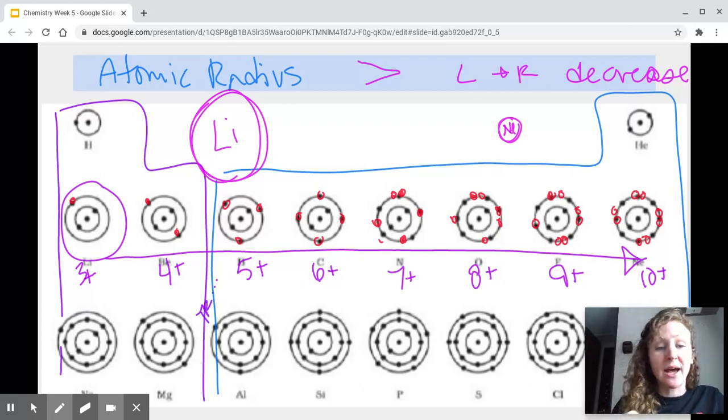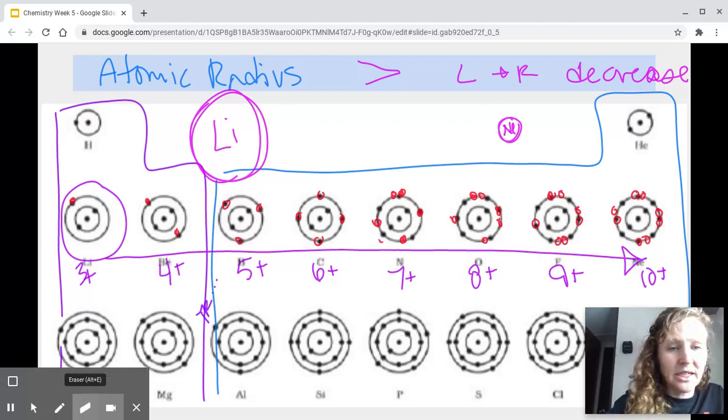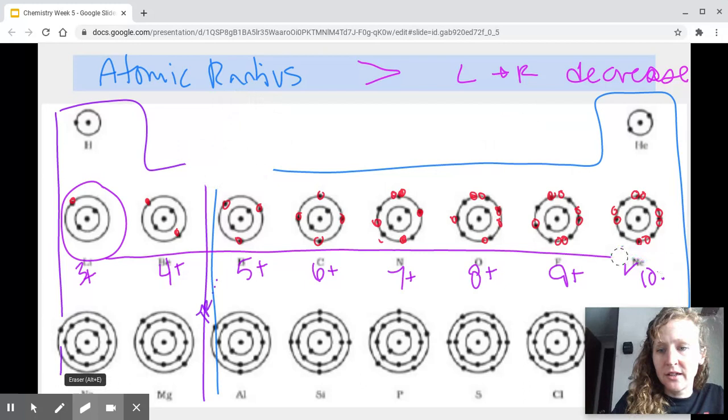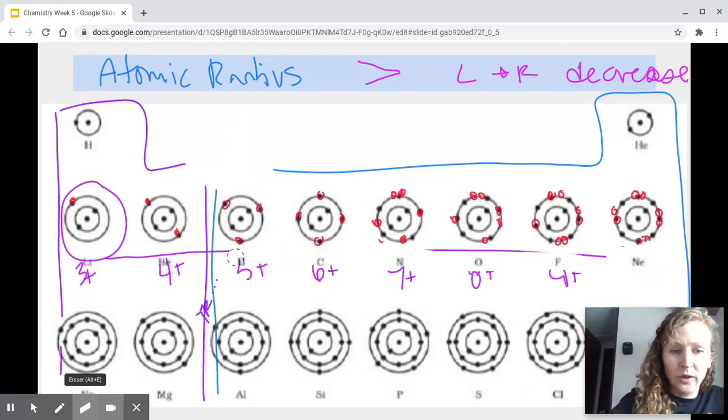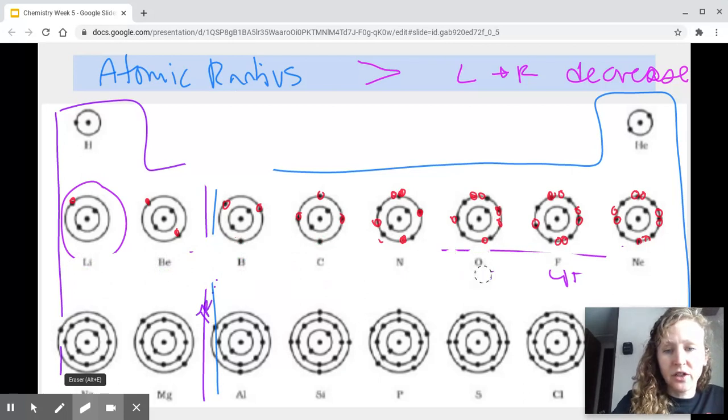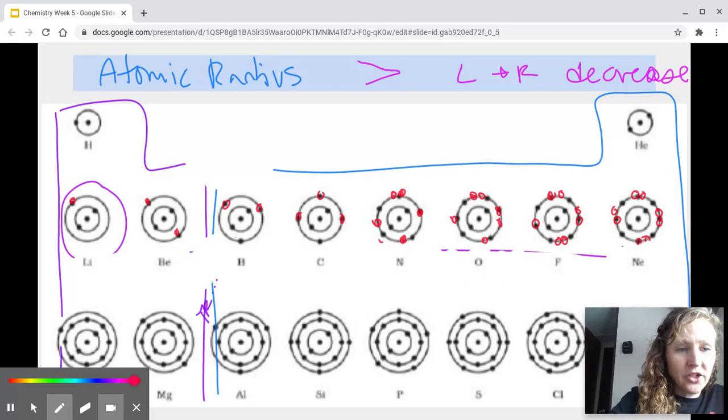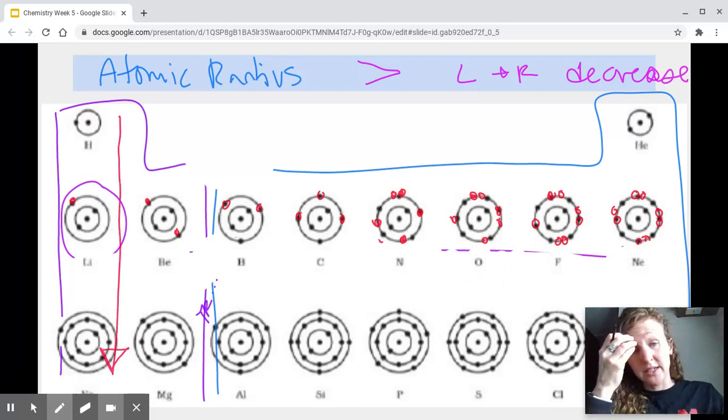All right, let's look top to bottom. So let me delete a couple of the things we have written here. Okay, and we're going to look top to bottom now. So let's look in the first family. We'll look at hydrogen versus lithium versus sodium. Okay, so atomic radius, how is it going to change top to bottom? Pause here and make a prediction.